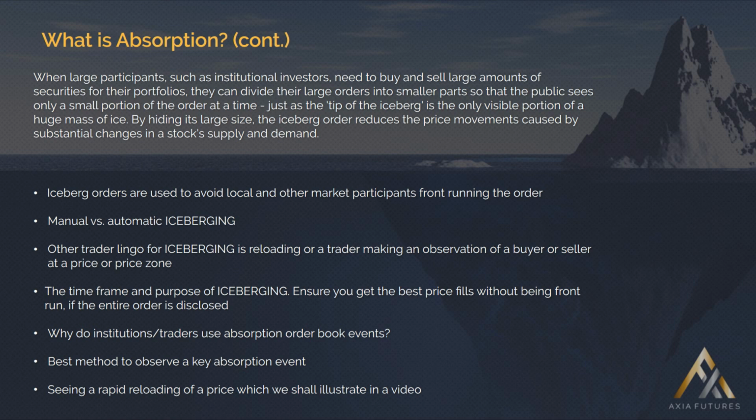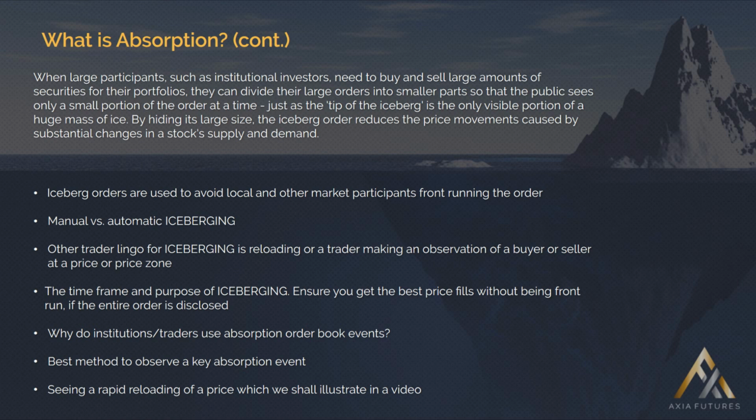So that's when a trader is making observation of a buyer or seller at a price or a price zone. You can have an iceberg that's distributed within 5 or 10 ticks. And so this is important. These are other important considerations: the time frame and purpose of the iceberging. It really ensures that it gets the best price fills without being front run if the entire order is disclosed.